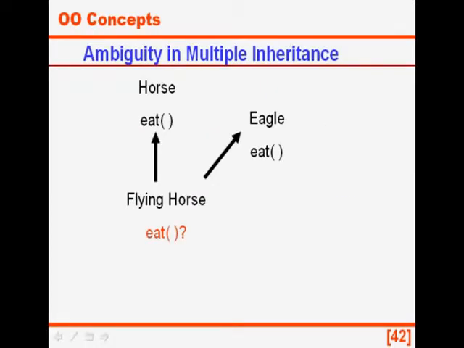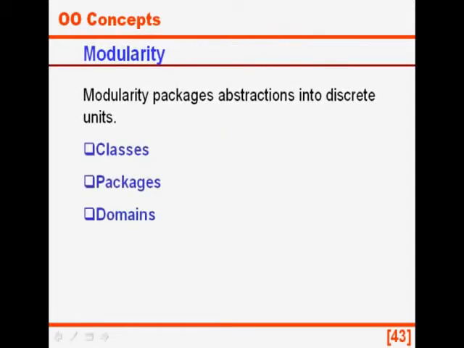Another problem with the multiple inheritance is ambiguity of function calls. Our flying horse becomes hungry. It wants to eat. So should it eat like a horse or should it eat like an eagle? That is, should it eat grass and oats, or should it hunt rabbits and do something else? This ambiguity has different solutions, but all of them lead to further complications in the maintenance of the code.